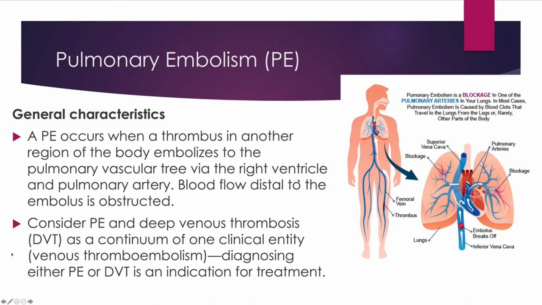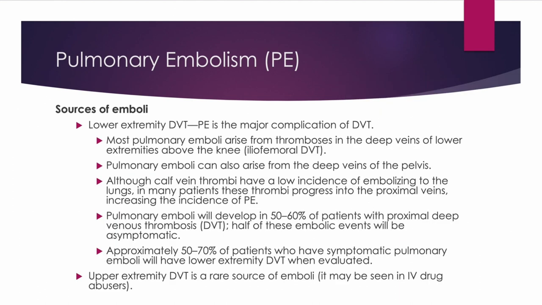It's not a good thing in most cases, and not that any disease is good, but these can be serious and life-threatening. So like I mentioned before, you cannot discuss PE without discussing DVT. They go together. A PE is a major complication of a lower extremity DVT. Most pulmonary emboli come from thrombosis in the veins of the lower limbs.